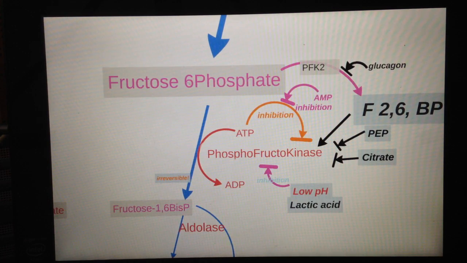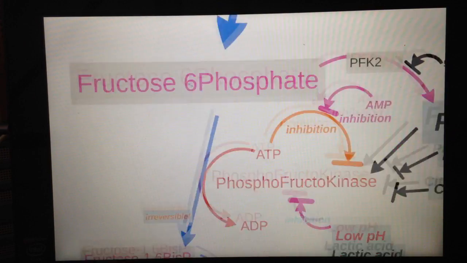Okay? I've added in things that would inhibit the action of PFK, like PEP, which is the downstream product of glycolysis. Citrate is basically the same thing, a downstream product. And what else? Insulin will promote the action of F26BP. Makes sense, because insulin basically wants to reduce the sugar level, right? So to reduce the sugar level, break down more sugar.